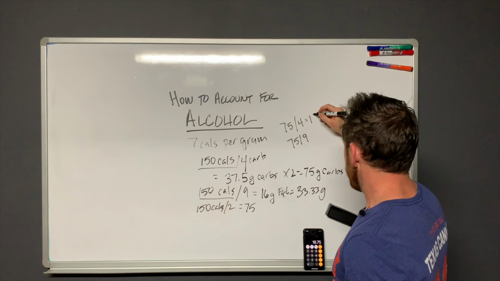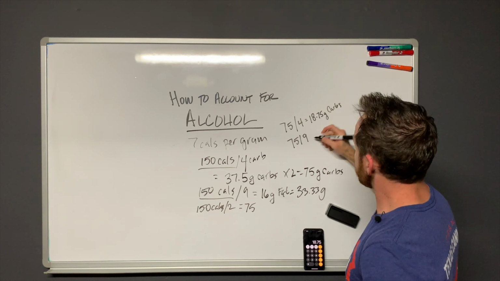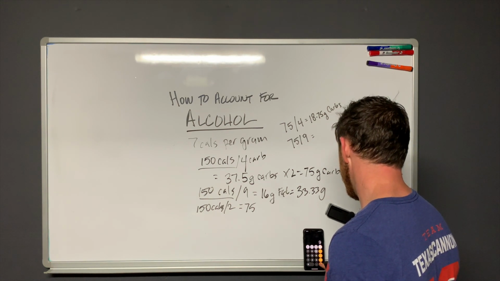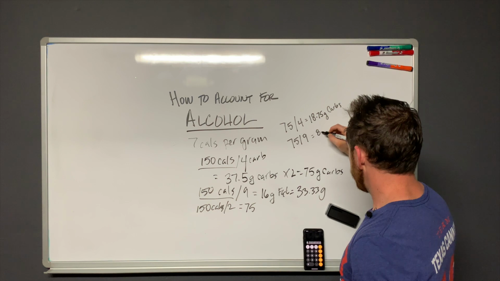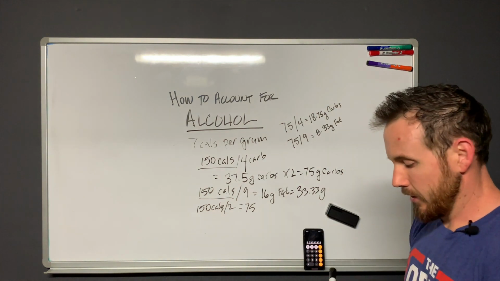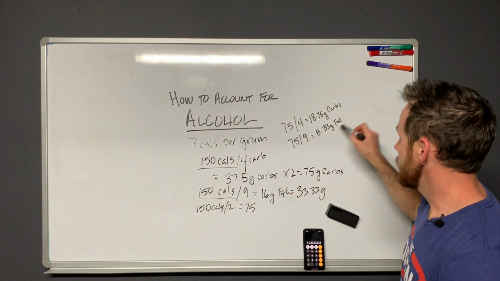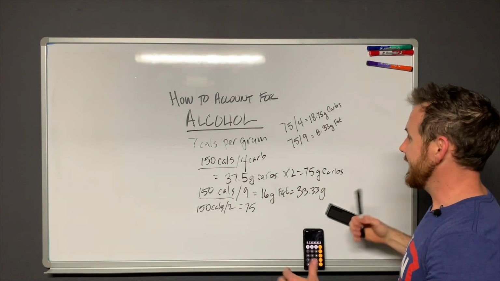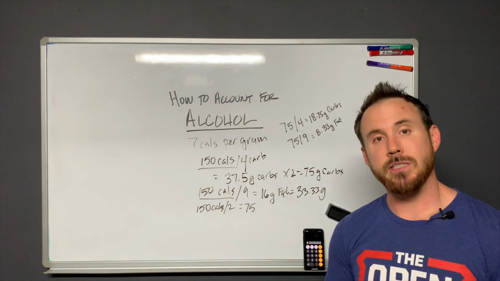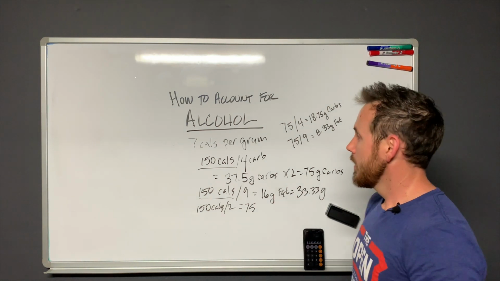which equals 18.75 grams of carbs, and this equals 8.33 grams of fat, which gives a little bit more even distribution on either side. So now you can eat a little bit leaner on the fat and the carb side for your dinner and focus on your protein and veggies and maybe enjoy a couple of glasses of wine.